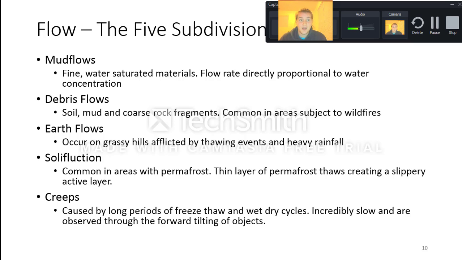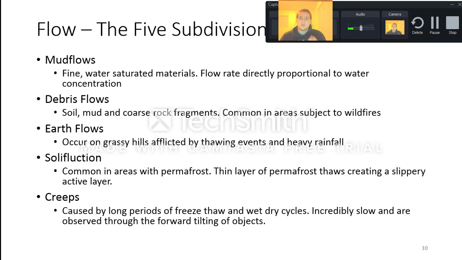Now, here we will discuss the final mechanism of interest, the flow. Now, the flow mechanism has 5 subdivisions, as can be seen here. There are mud flows, debris flows, earth flows, solid fluxion, and creeps. Now, flows behave differently than both falls and slides because the earth material involved behaves like a fluid.